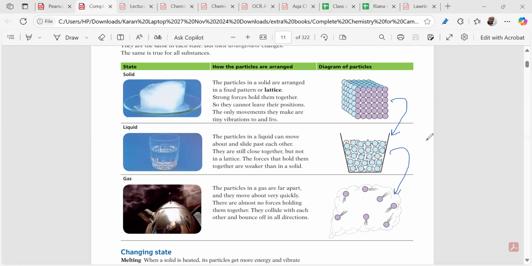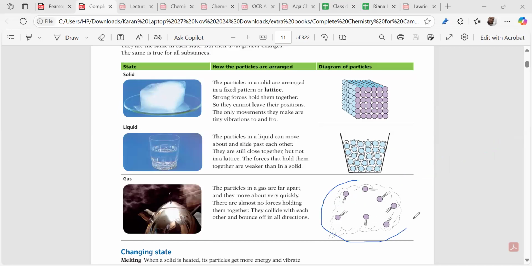Again, I'm heating it. When you heat it, the heat energy gets converted to kinetic energy, and kinetic energy increases. Kinetic energy is the energy due to motion. So the particles vibrate more and more, and this completely breaks the interparticular force of attraction. The particles no longer have any interparticular force of attraction.